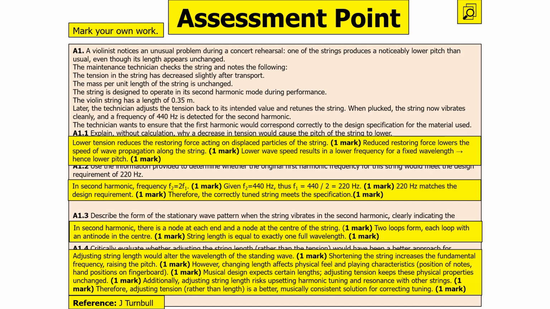Now, what you can do is adjust the string length, which would alter the wavelength of the standing wave. Shortening the string increases the fundamental or first harmonic, raising the pitch. However, changing the length affects the physical feel and playing characteristics, so musical design expects certain lengths, so adjusting the tension keeps these physical properties unchanged. Additionally, adjusting string length risks upsetting harmonic tuning in resonance with other strings, so adjusting the tension rather than the length is a better, more musically consistent solution for correct tuning.